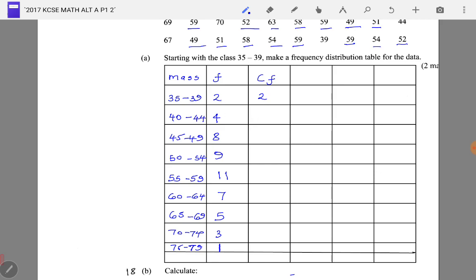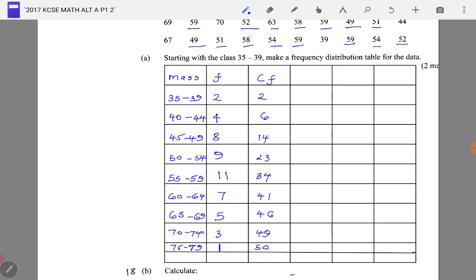So the next one will be 2 plus 4, which is 6. 6 plus 8 is 14. 14 plus 9 is 23. 23 plus 11 is 34. 34 plus 7 is 41. 41 plus 5 is 46. 46 plus 3 is 49. And 49 plus 1 is 50.